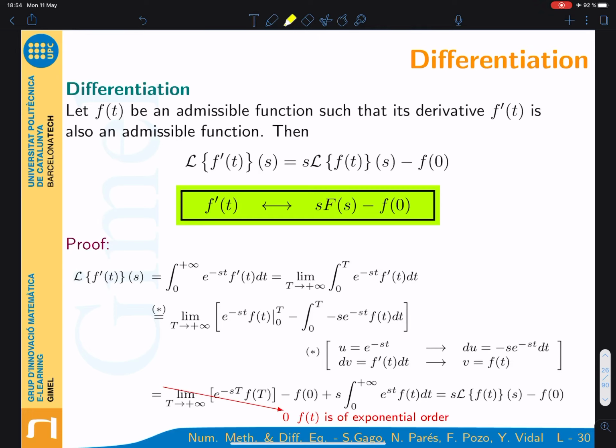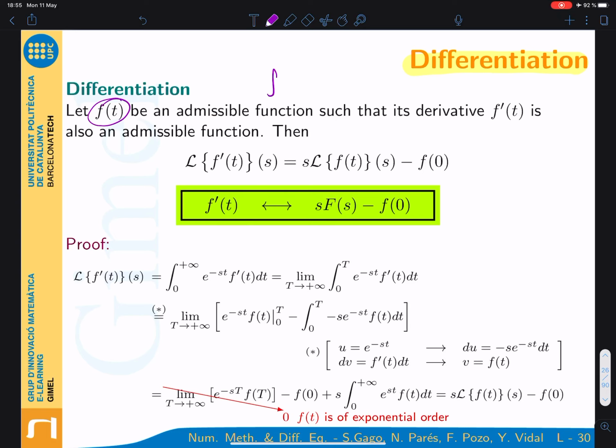Welcome back. In this video lecture, we will see how to solve initial value problems with the Laplace transform and how powerful it is. But in order to do so, we need a very important property related to differentiation. In fact, the property is the following one. Let's say we have a function that is admissible, so a function whose Laplace transform we can compute.